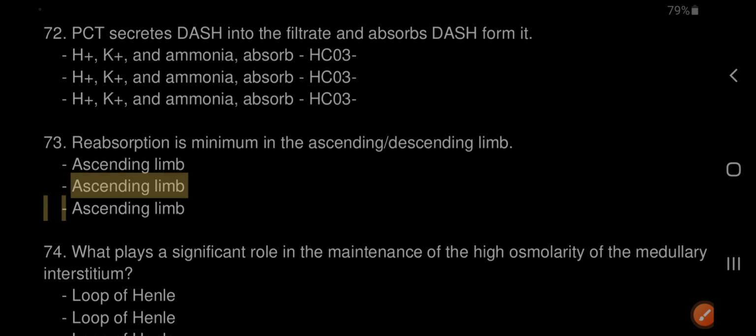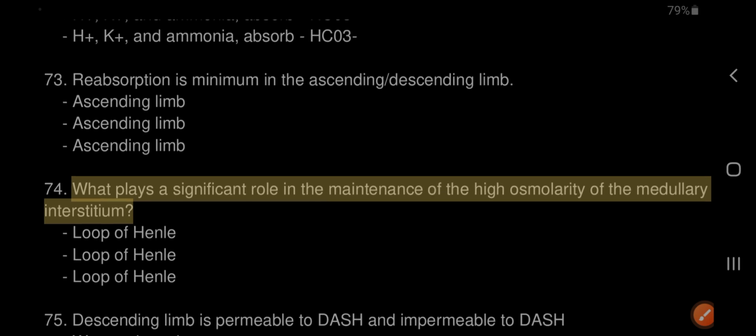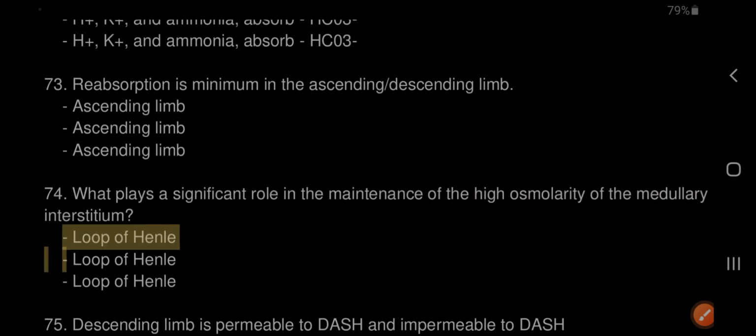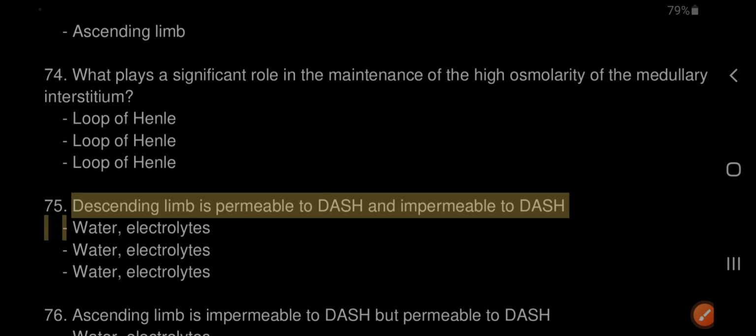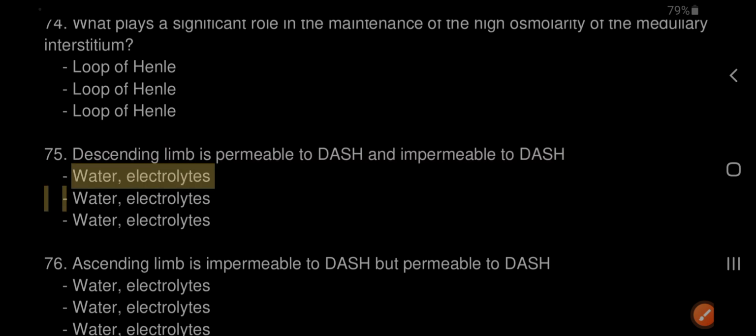74. What plays a significant role in the maintenance of the high osmolarity of the medullary interstitium? Loop of Henle. 75. Descending limb is permeable to water and impermeable to electrolytes.